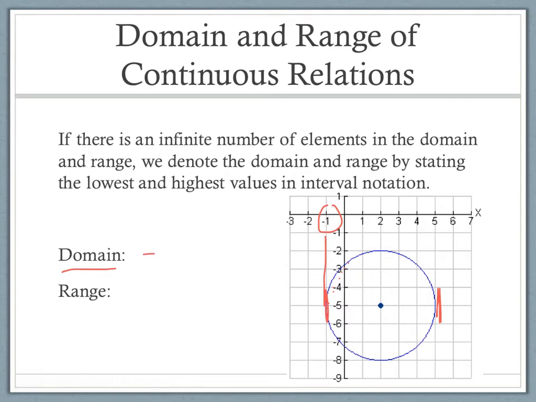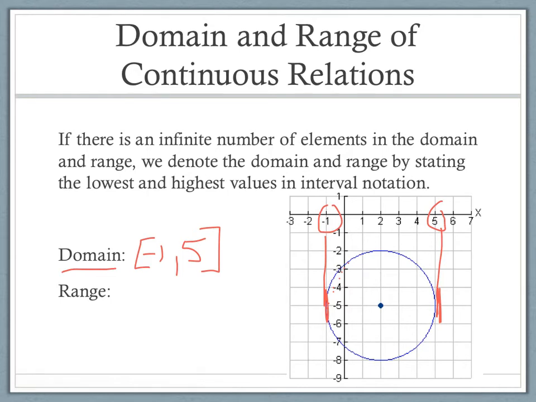So it's going to go from -1, which it includes since it starts at -1, and it's going to go all the way to my highest x value, which is 5. And we're going to put brackets because it includes that number. It goes from -1 to 5.